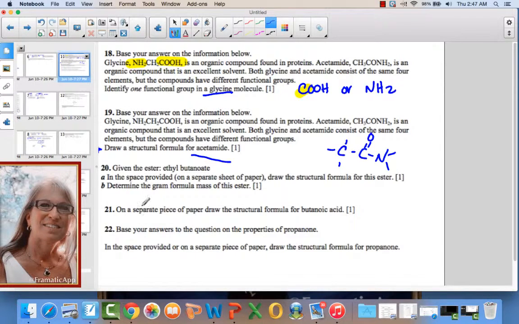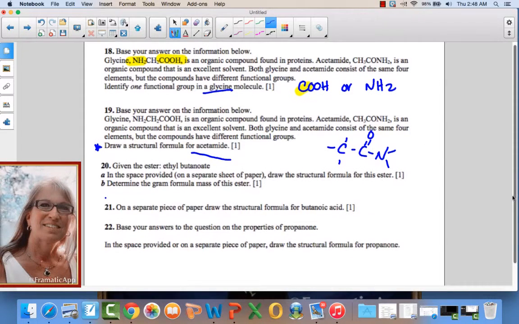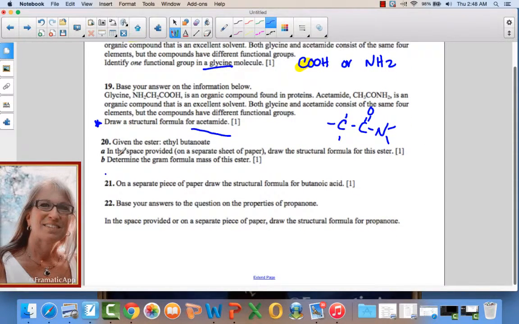Alright, moving on. Given the ester ethyl butanoate, in the space provided on a separate piece of paper, draw the structural formula for this ester. Determine the gram formula mass. Alright, I'm going to do this at the bottom. Esters are tricky, but I am going to use the example in table R to show you how to answer this question first. Because if I show you how to use the example in table R, you can then apply it to any ester that you're given.